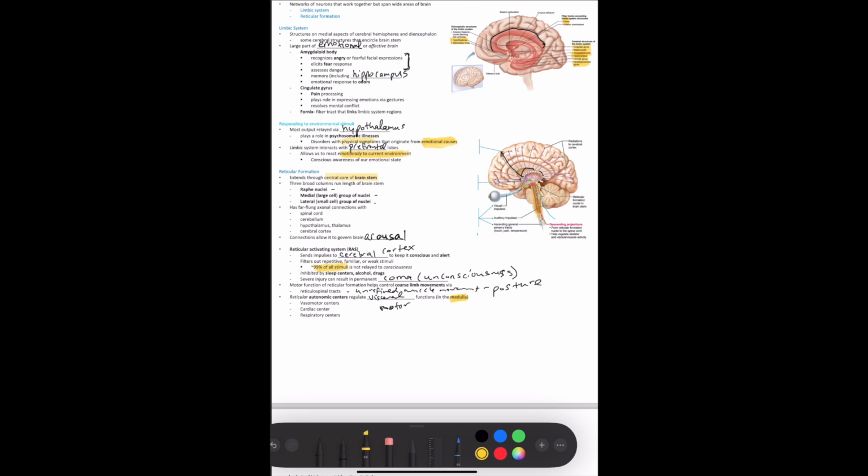Some of these autonomic centers include the vasomotor centers, the cardiac centers, as well as the respiratory centers.